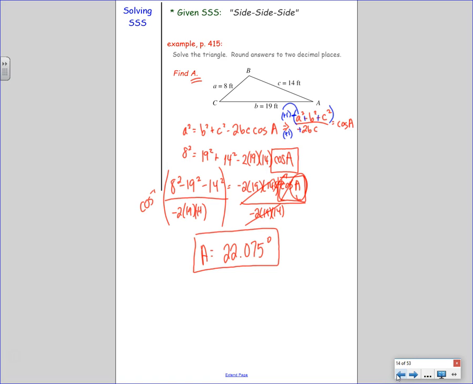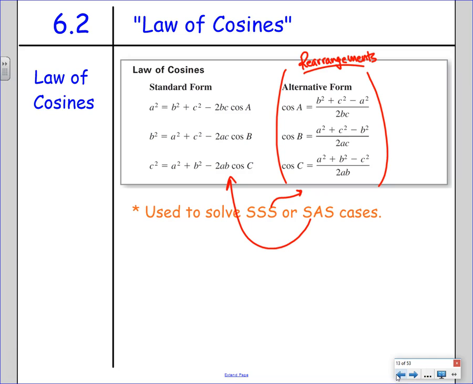Sorry, pause. Any questions about plugging in? Could the alternate form have been a way to start? Yeah. Put on a test, then what do you have to do? Memorize it. Or start here and then move and solve for cosine.